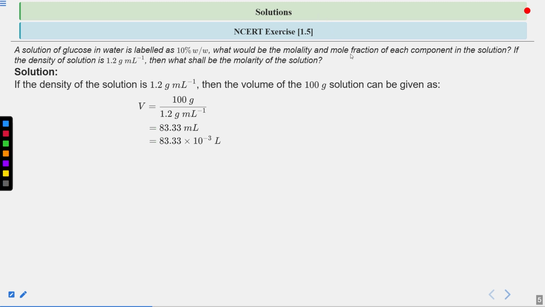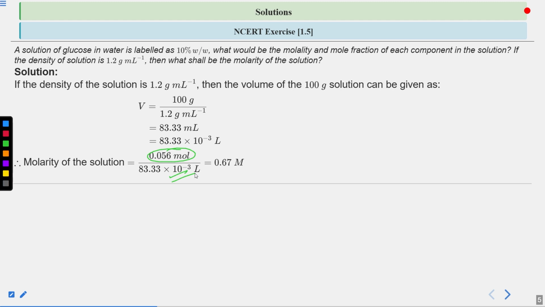But for the molarity, we need the volume of the solution in liters. So to do this, we have multiplied the milliliter value by 10 to the power minus 3. So we got the value in liters. Then what will be the molarity? It will be the number of moles divided by the volume of the solution in liters, which is 0.67 capital M. So in this way, we can calculate the molarity.